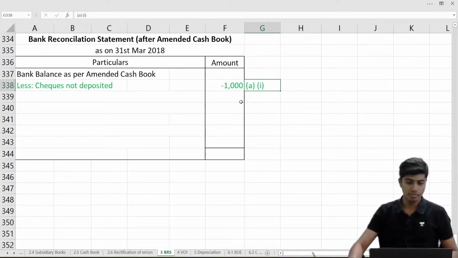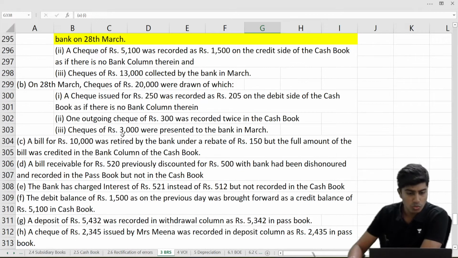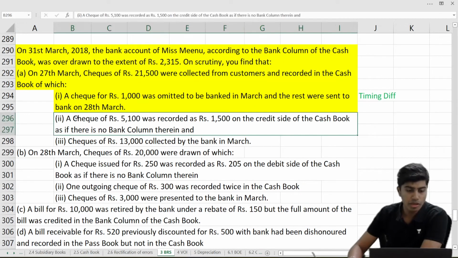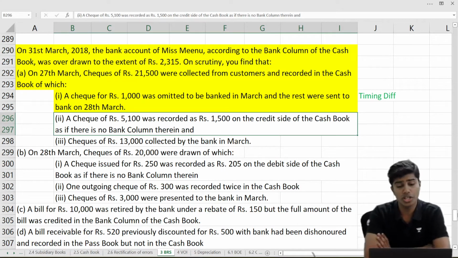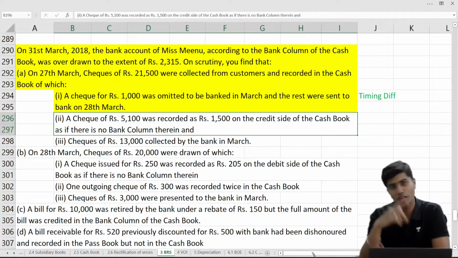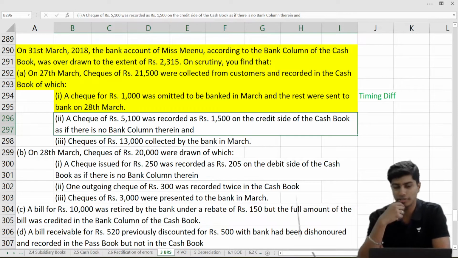Great. Let's go ahead now to adjustment A2. What's happening in adjustment A2? A check of rupees 5100 was recorded as 1500. Oopsie doopsie. You received a check of rupees 5100. You should record it as 5100. You wrote it as 1500. Oh, error. Big error. You get this? A check of rupees 5100 was recorded as 1500. On which side? On the credit side.